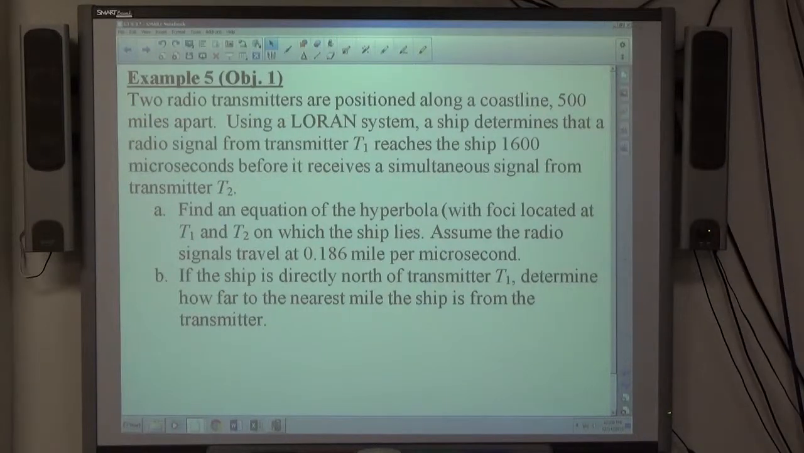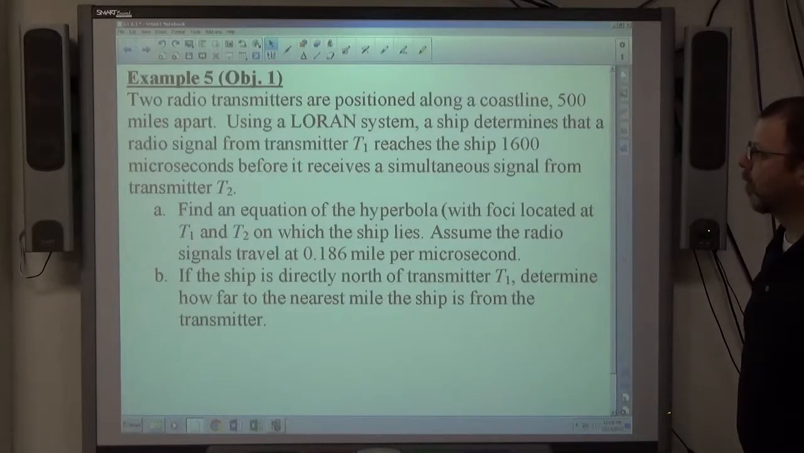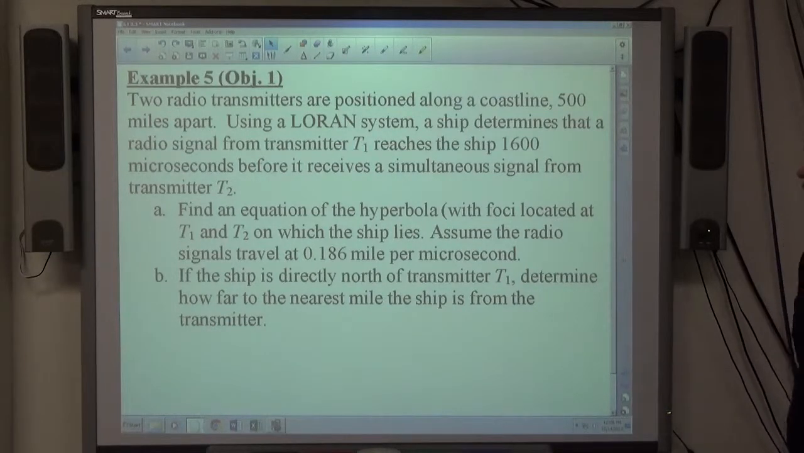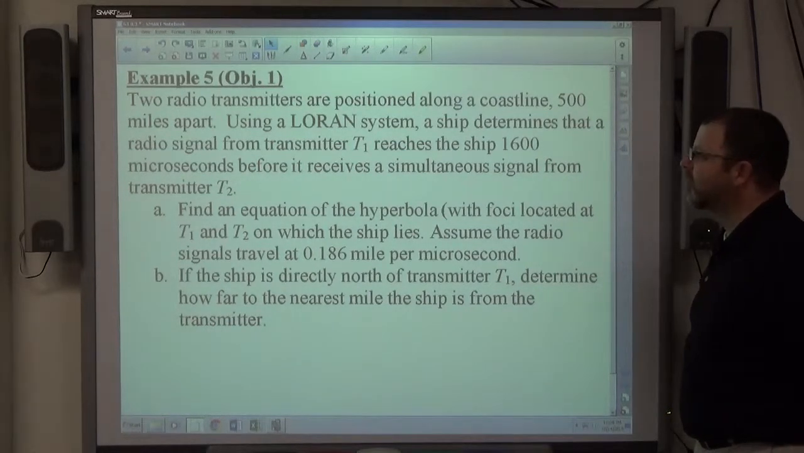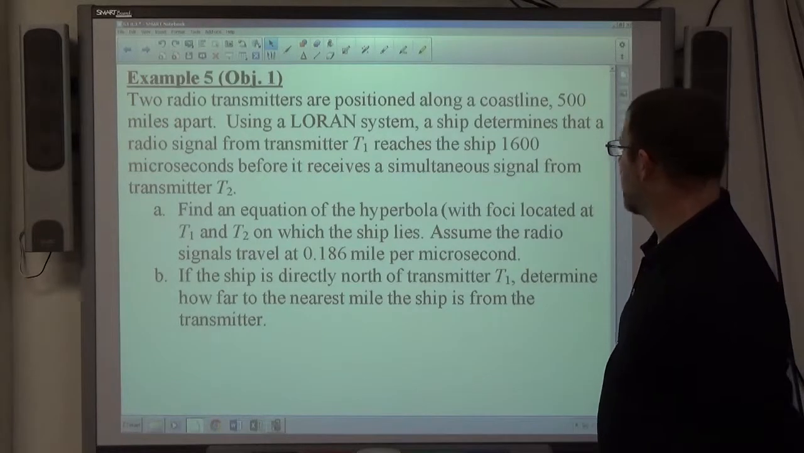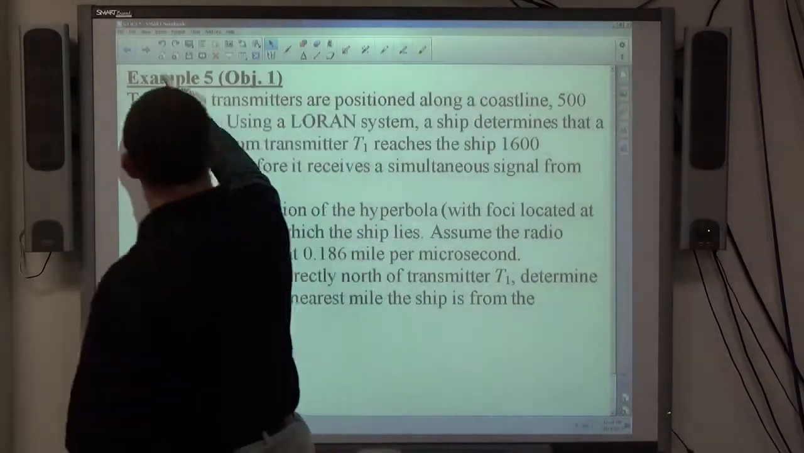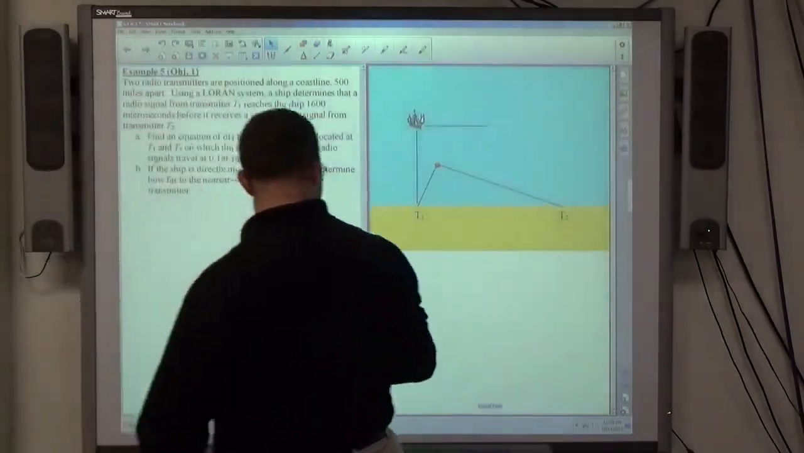Okay, example 5. Two radio transmitters are positioned along a coastline 500 miles apart. Using a LORAN system, a ship determines that a radio signal from transmitter T1 reaches the ship 1600 microseconds before it receives a simultaneous signal from transmitter T2. So let's real quick take a look at the scenario here.